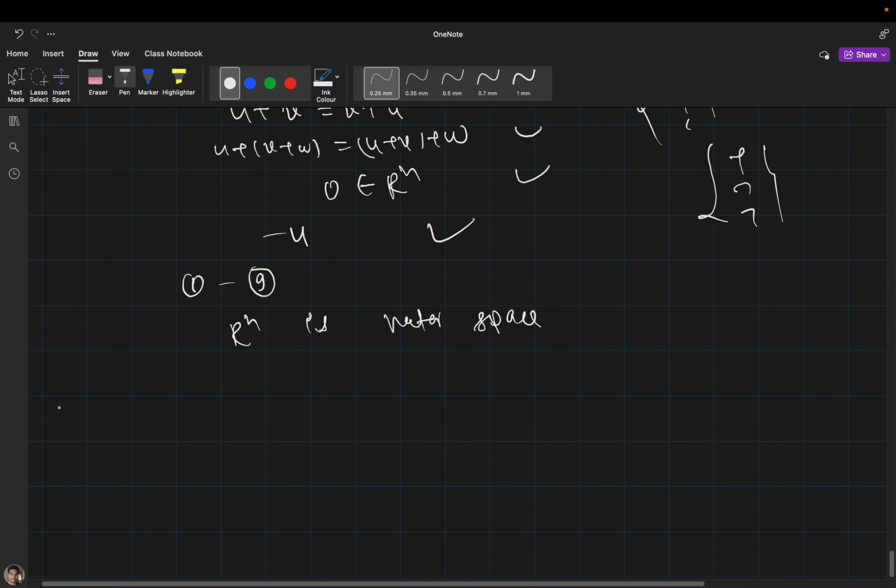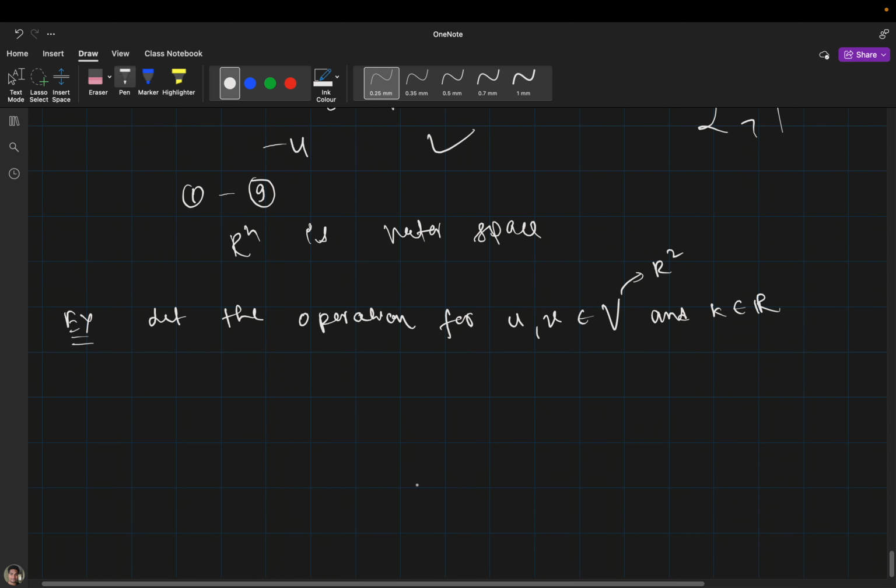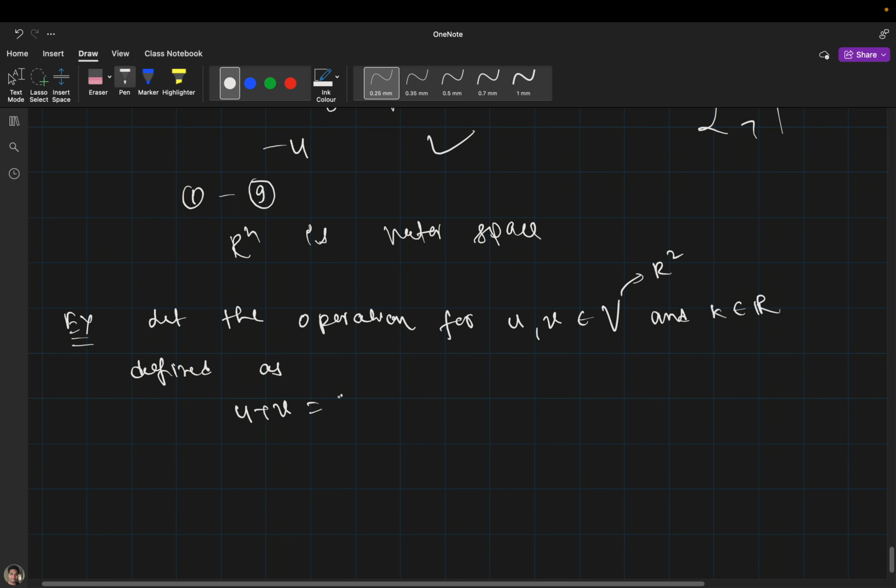Yeah, fine, sir. Now let's take another example. Let the operation for u, v belongs to V, and that is nothing but the two-dimensional vector space, and k is a scalar that belongs to the real numbers, and that operation is defined as u plus v equal to (u1 plus v1, u2 plus v2), and the second operation is k times u equal to (k times u1, 0).